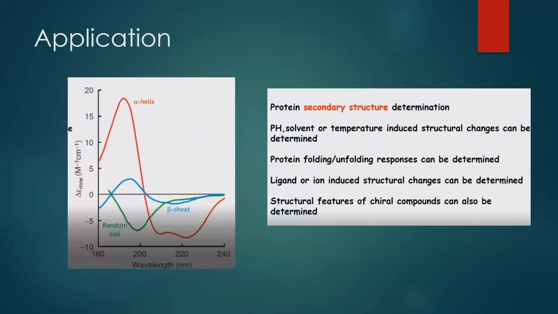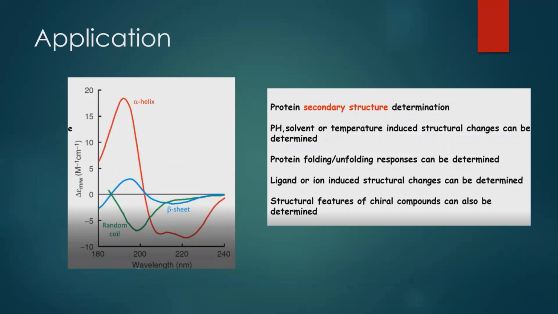Now the applications. This is one of the outputs of circular dichroism spectroscopy, showing the different types of secondary structures of protein, that is the alpha helix and beta sheet, which we can see in the graph here. This is based on the differential absorption of the right and the left circular polarized light.